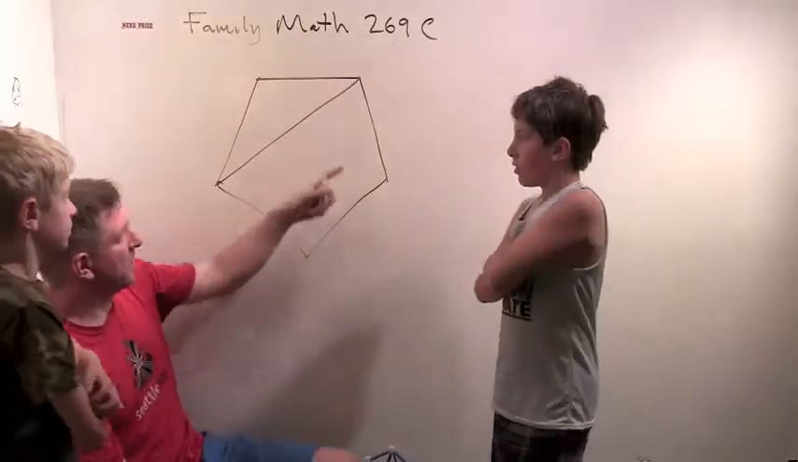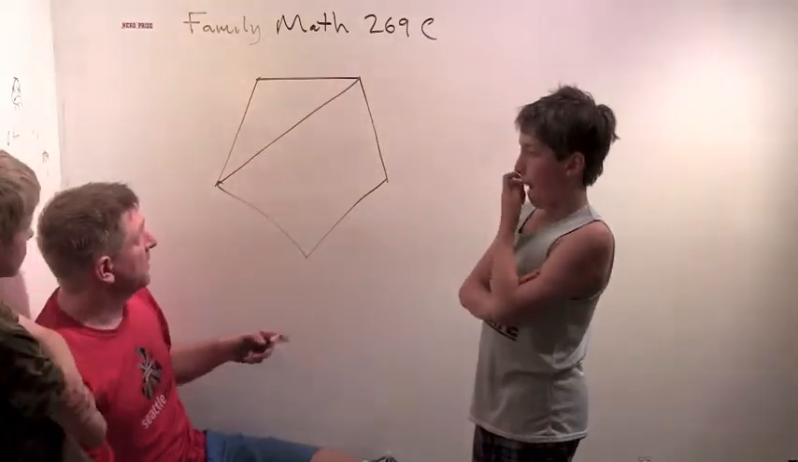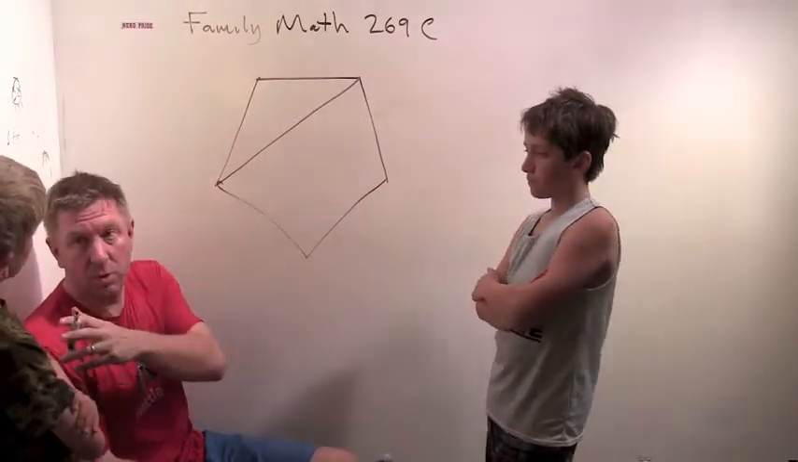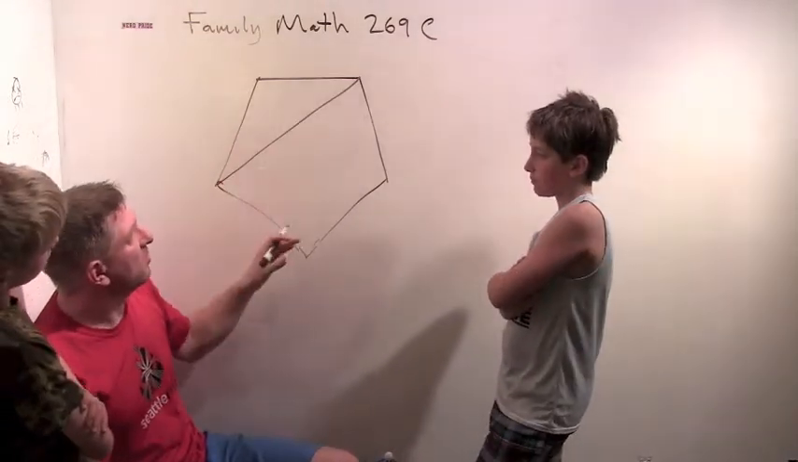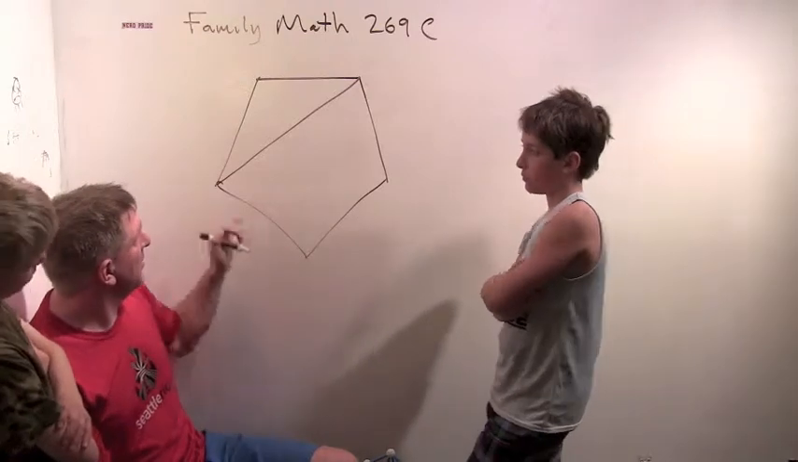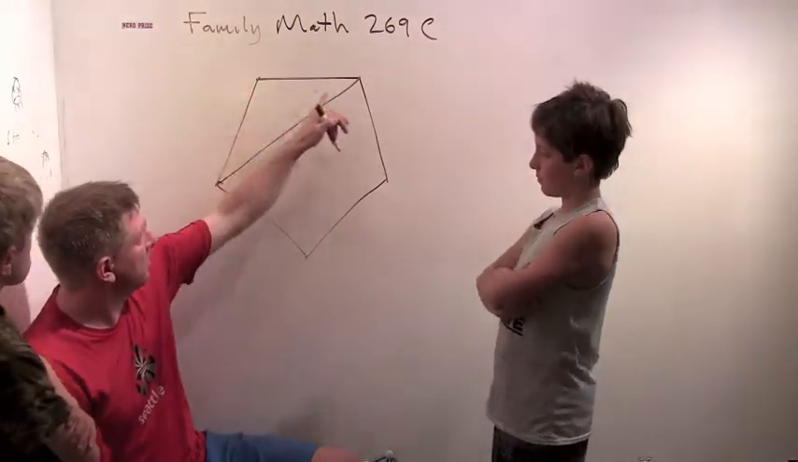So initially we had a regular pentagon. And we had this line come across it. I would like you to tell me what you know about the angles in a regular pentagon, and maybe we can identify what the angles in this triangle are.